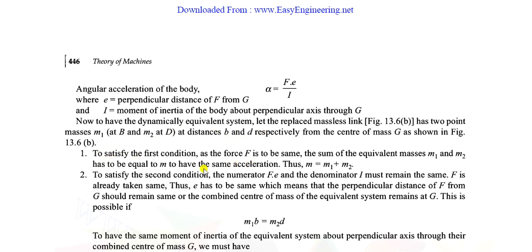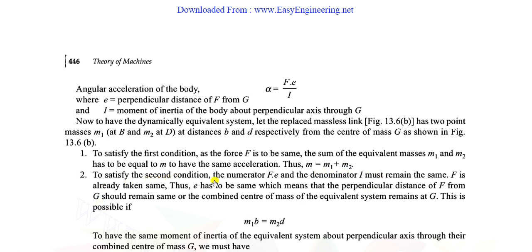So this is the first condition. The sum of equivalent masses m1 and m2 has to be equivalent to m to have the same acceleration. So the first condition you are getting, to find out the equivalent dynamic system, is that the rigid link mass will be equivalent to the mass of the two equivalent masses that you are replacing it with in the dynamically equivalent system. Okay, m1 plus m2.